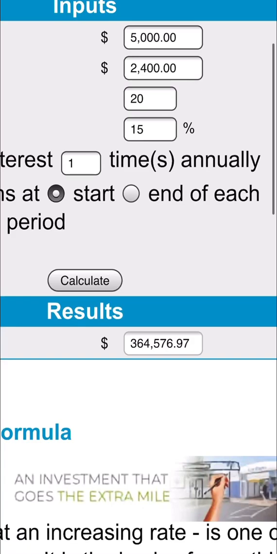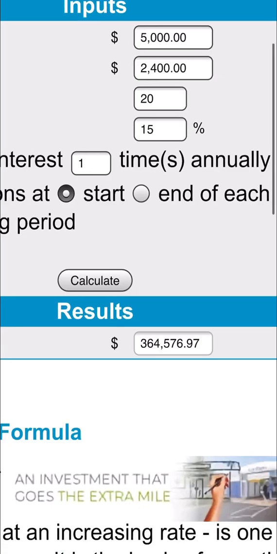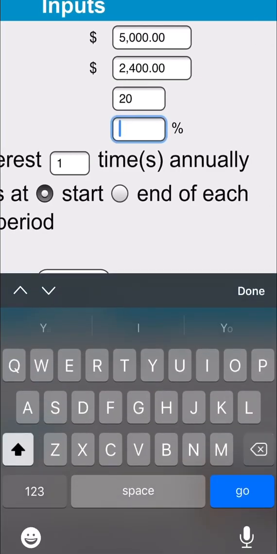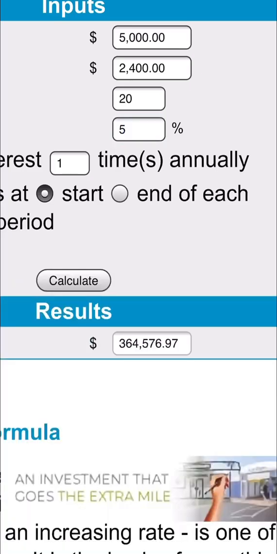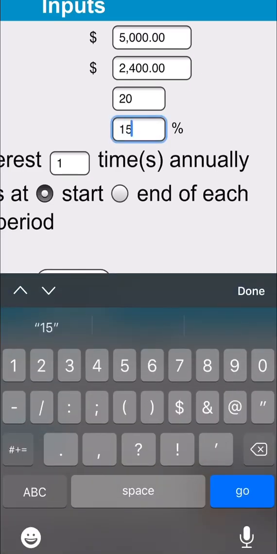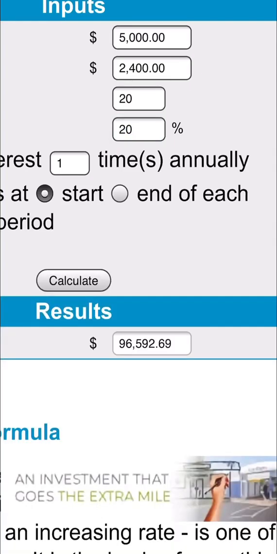So you would think 15 to 20%, it's not going to be that big of a difference, right? It's only 5%. If we put in 5% more, how much? It can't be more than $100,000, right? From 15 to 20. But if we put in 20 here, you'll actually see it's over a $250,000 difference.